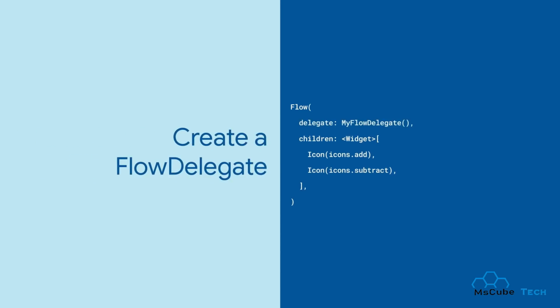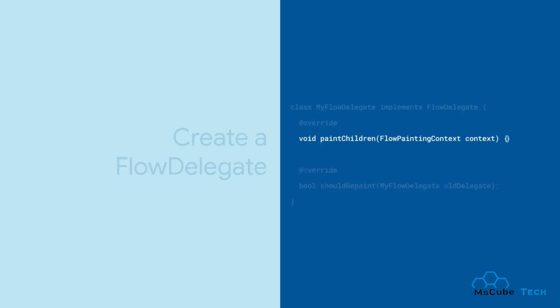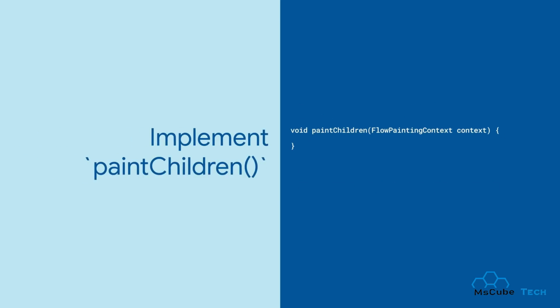Then provide the delegate parameter with an implementation of the FlowDelegate class, which implements Paint Children and should repaint. Paint Children tells Flutter where to draw each of Flow's children, using the Flow Painting Context class's paintChild method. This method takes two parameters, an integer representing the index within the list of children, and a transform representing any layout tweaks for that child.